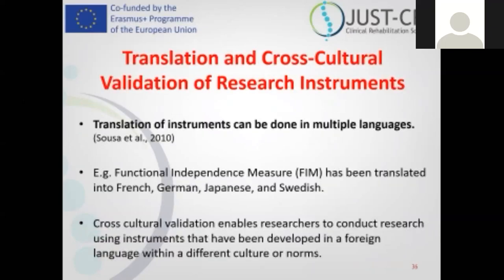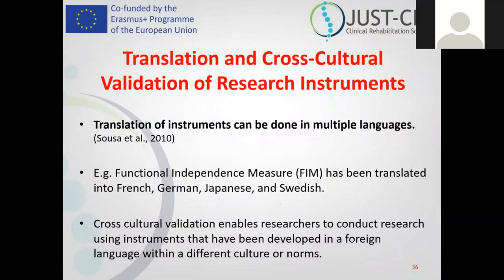Now we're going to talk about translation and cross-validation of outcome measures. Any outcome measure can be translated into different languages. For example, the functional independence measure has been translated into French, German, Japanese, and Swedish. Sometimes with translation comes also cross-cultural validation, because what constitutes cultural norms in one nation that has a different language is different from another culture that lives, for example, in another region of the world and speaks a different language.